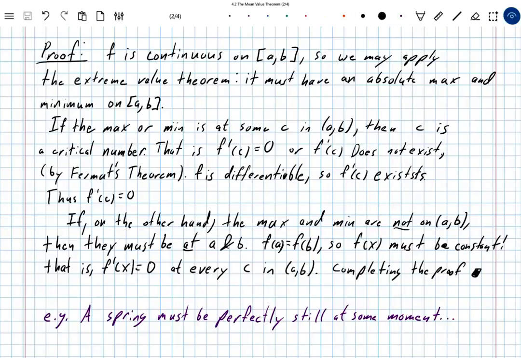And that's the whole proof, right? We say, all right, this thing must have a maximum and a minimum on this closed interval. If it's in the interior, great, we're done. If it's on an endpoint, well, then the whole thing has to be constant. And so we really would have had one in the interior as well. And that's the proof of Rolle's theorem.